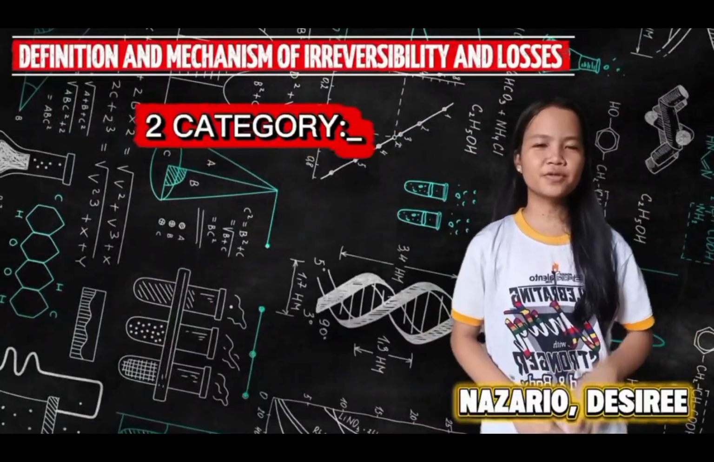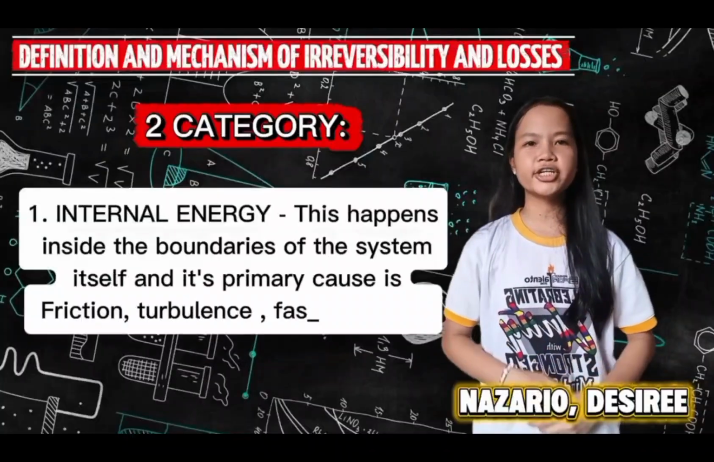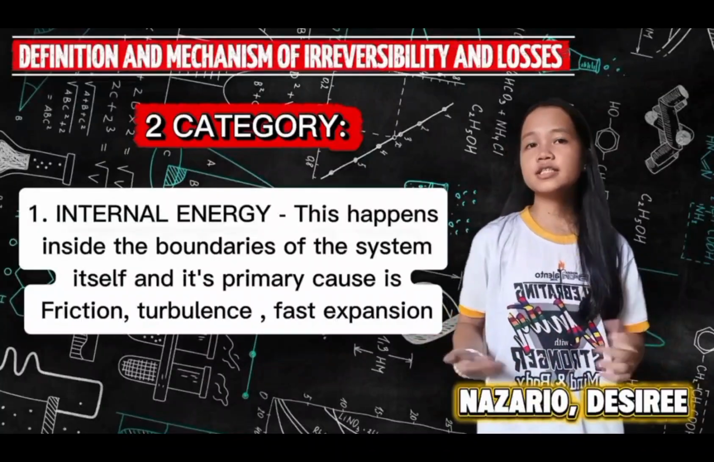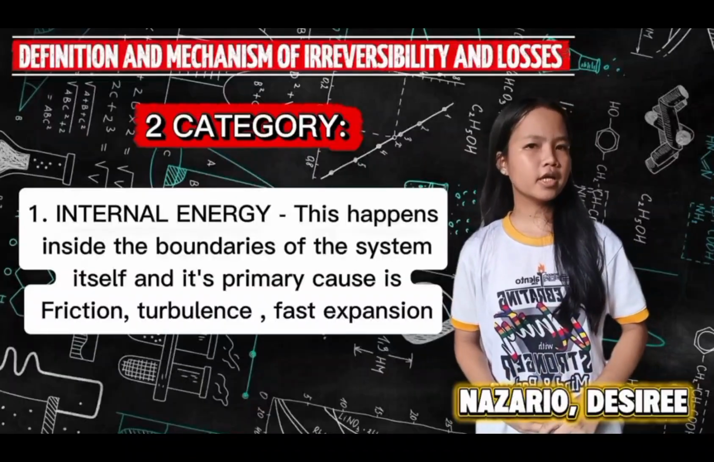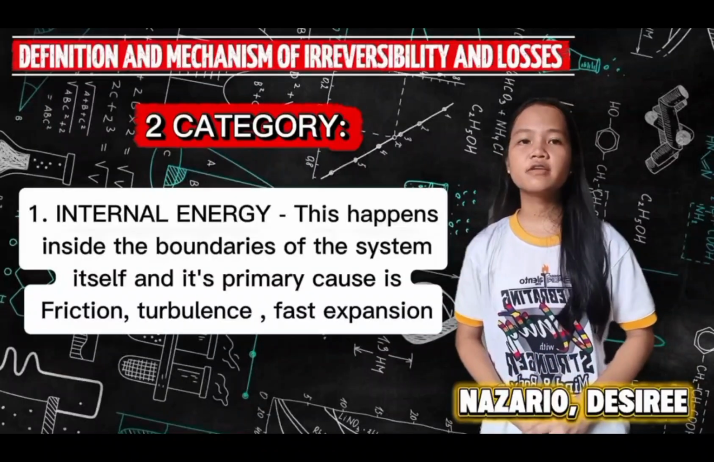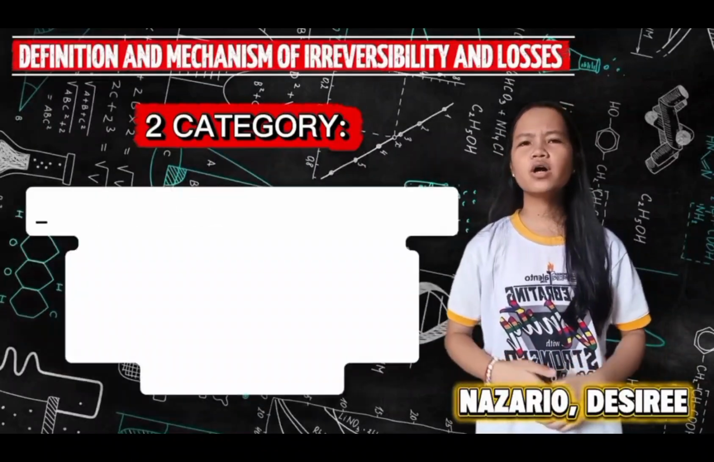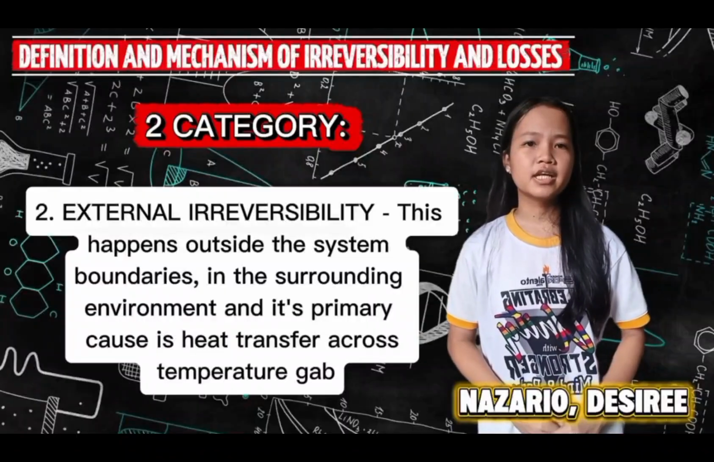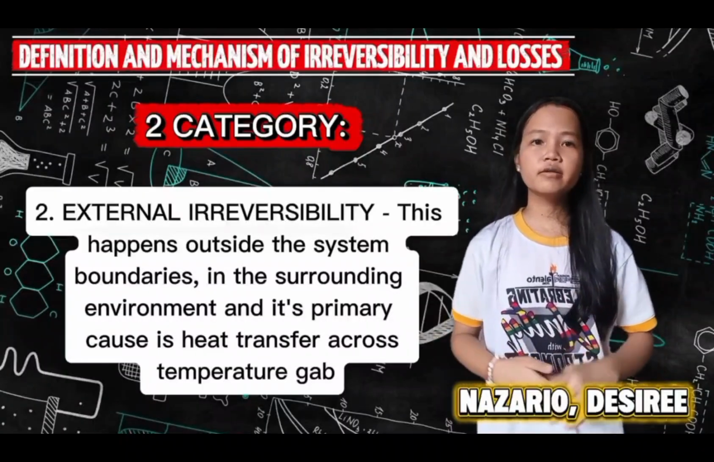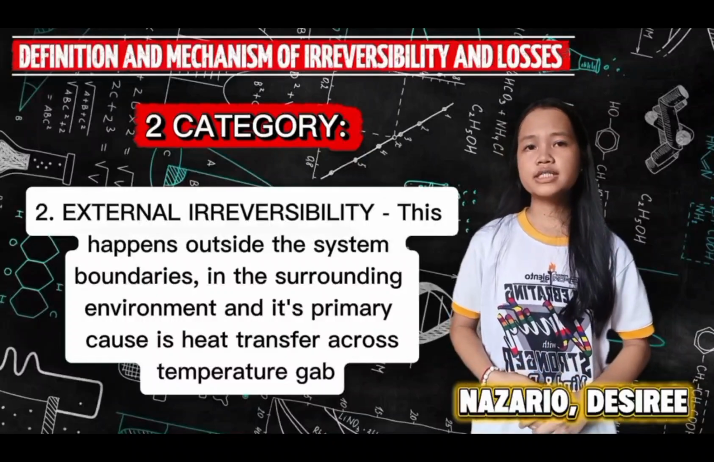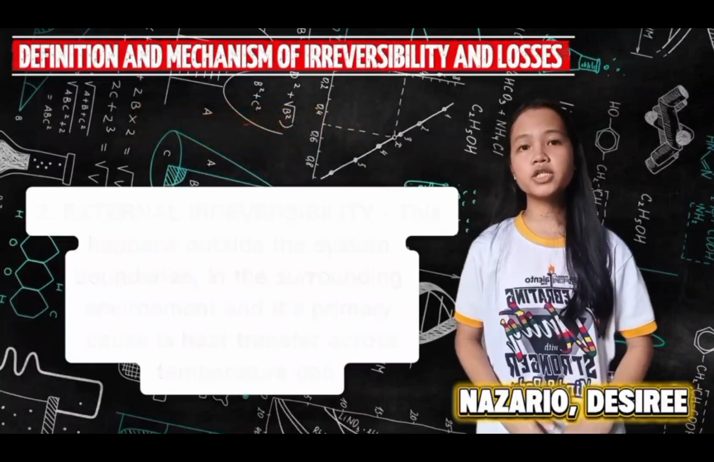Irreversibility is divided into two categories. The first is the internal irreversibility. This happens inside the boundaries of the system itself, and its primary causes are friction, turbulence, and fast expansion. The second one is the external irreversibility. This happens outside the system boundaries, in the surrounding environment, and its primary cause is heat transfer across a temperature gap.